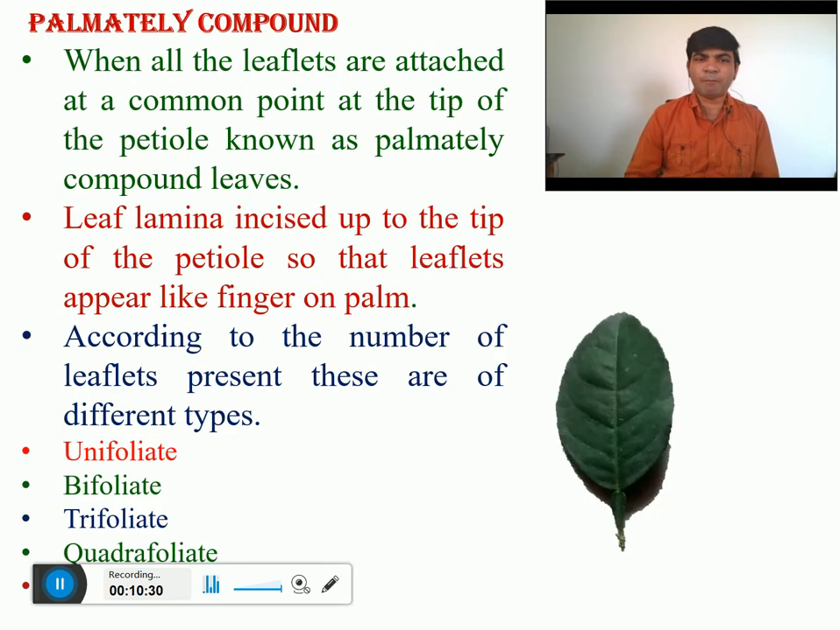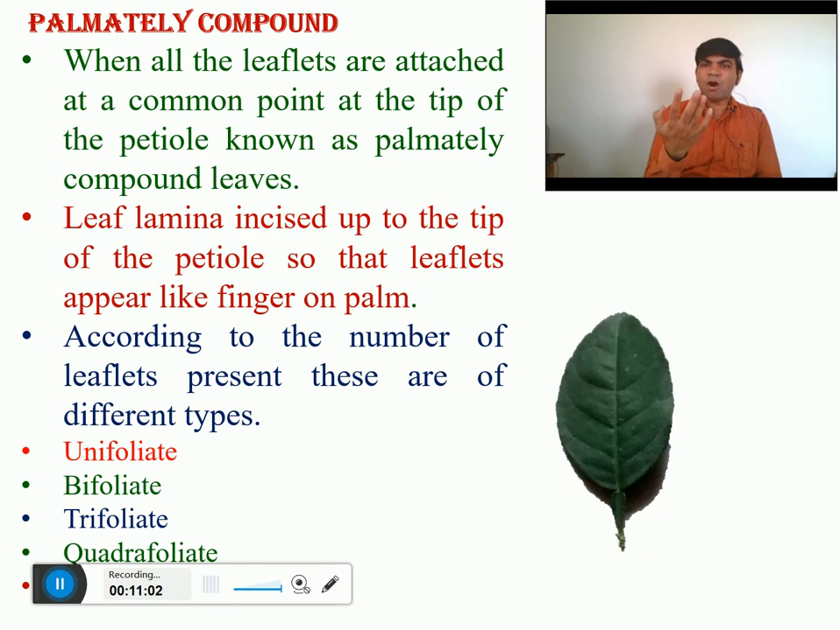Another type of leaf is the palmately compound leaf. What is this palmately compound leaf? When all the leaflets are attached at a common point at the tip of the petiole, they are known as palmately compound leaves. In another way, if we say the leaf lamina is incised up to the tip of the petiole so that the leaflets appear like fingers on a palm, this is called a palmately compound leaf.